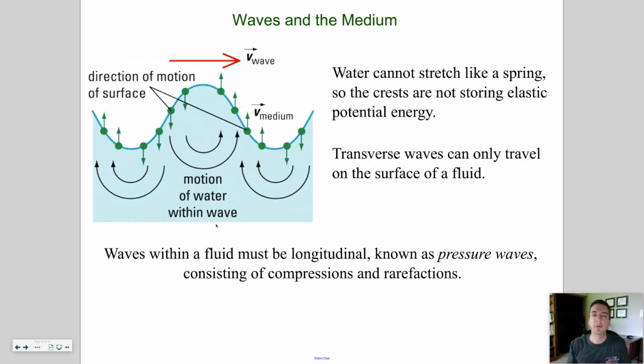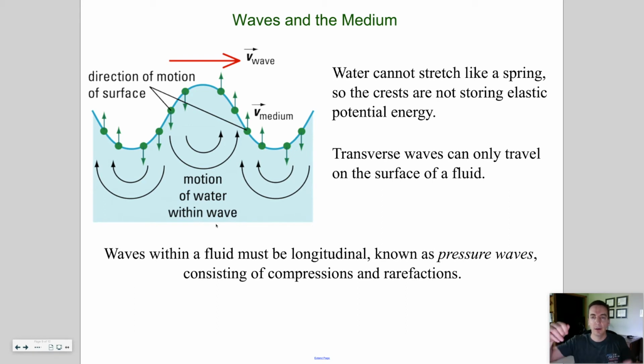Okay, so getting back to water for a second. Water doesn't stretch like a spring, so the crests are not storing elastic potential energy. It's actually gravitational potential energy, and there are intermolecular forces between water molecules, but it's mostly gravitational potential energy. Actually, water waves themselves are fairly complex, but we're going to simplify it for Physics 20. A transverse wave can only travel on the surface of a fluid, so that bobbing up and down on the surface of the water sends out ripples or transverse waves across the surface.